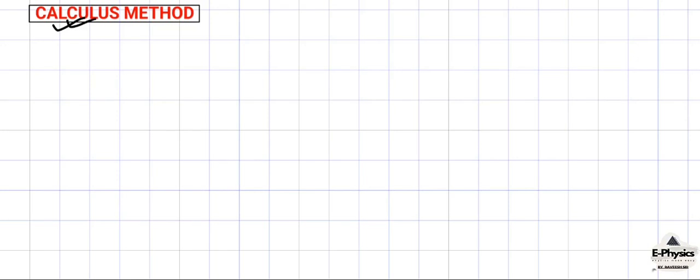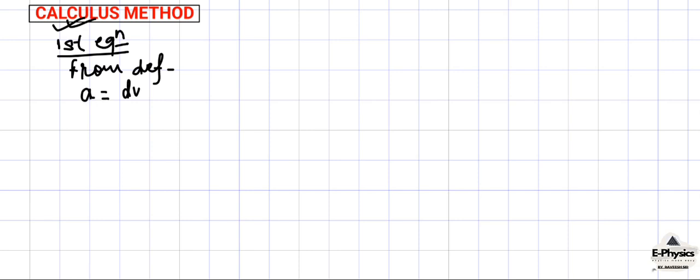Okay, now let's start with the derivation of the first equation from the calculus method. Students, from the definition of acceleration, we have been knowing that acceleration is equal to the rate of change of velocity, that is, a is equal to dv upon dt. Now this can be written as a multiplied by dt is equal to dv.